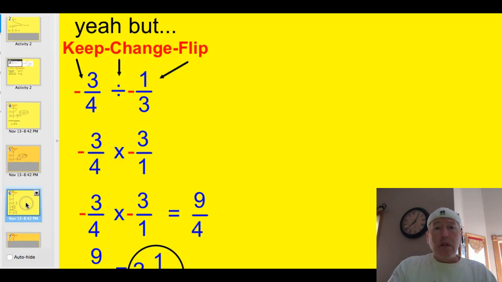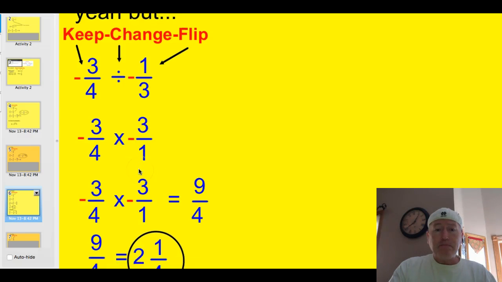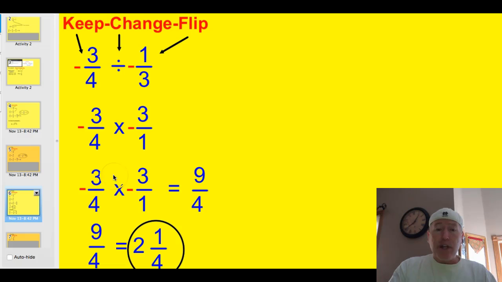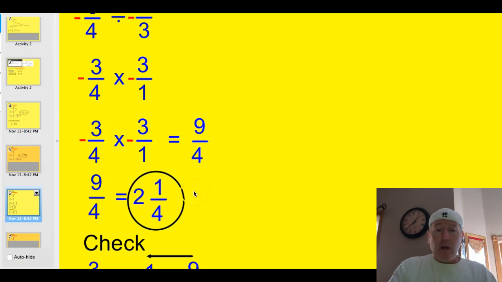All right. Yeah, but what if it's two fractions, and what if there's two negatives? All right, well, let's just do an example here. So we have -3/4 divided by -1/3. Well, we're going to keep that first fraction just the way it is, so -3/4. We change the sign to multiplication, and then we flip this one from 1/3 to 3 over 1. So multiply straight across just like we normally do. -3 times a -3 gives me a +9. We have a -4 times a -1. That gives me a +4. So I have 9/4. Well, I can reduce 9/4 to 2 1/4.